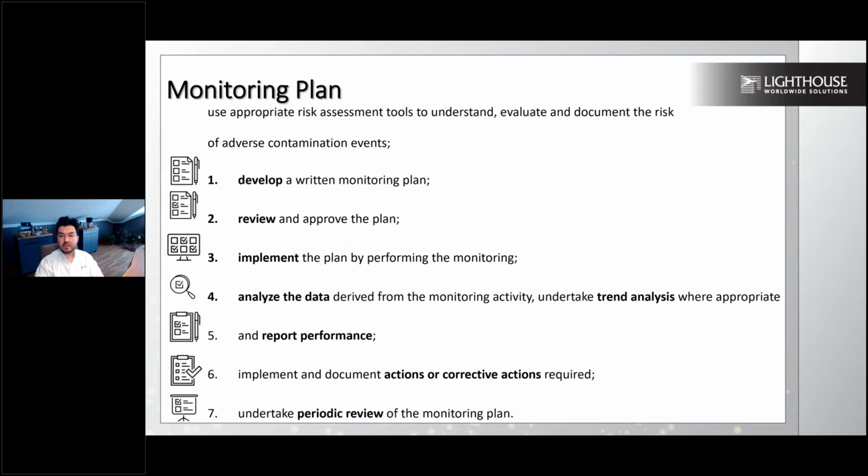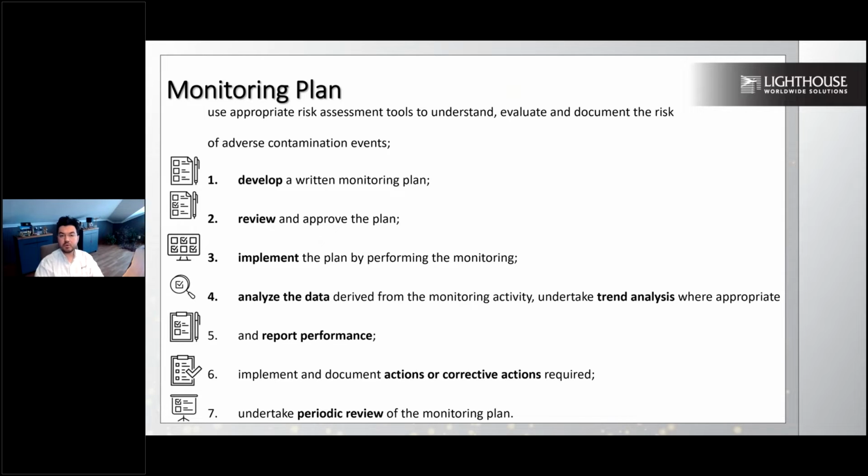Next, implementing the plan by performing the monitoring and then analyzing the data derived from the monitoring activity, and undertaking trend analysis where appropriate. We need to make sure that these trend analyses give us early flags, even when we are within the limits, if there is a problem in the monitoring data, or if it is going out of the limits with a certain slope, so that we will be able to do predictive maintenance on our system.